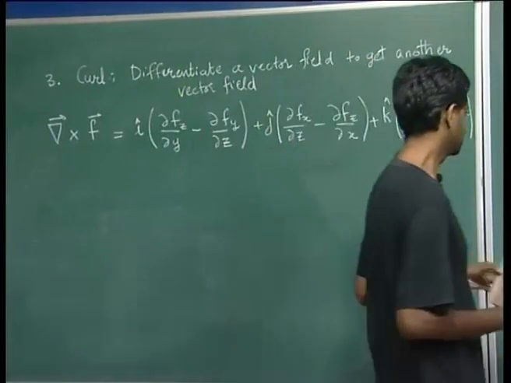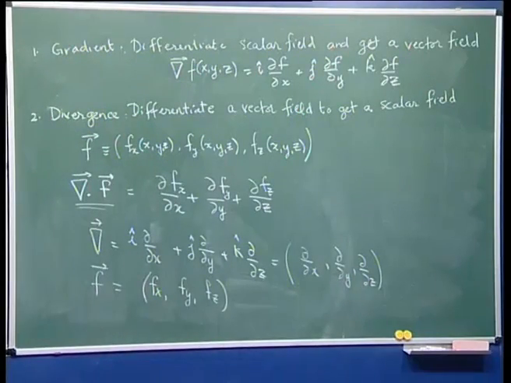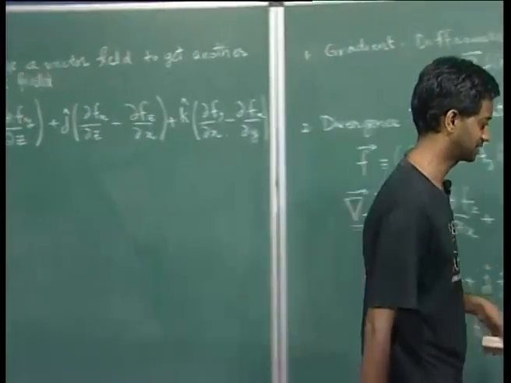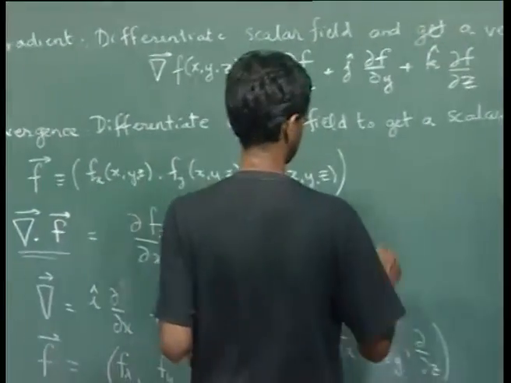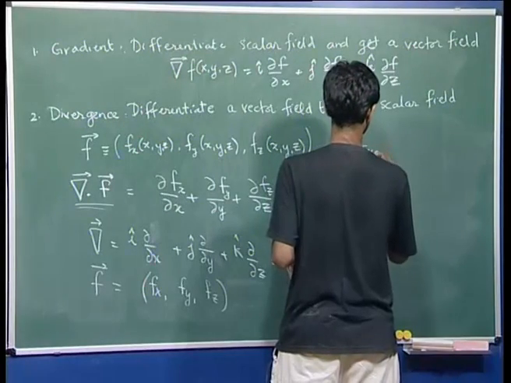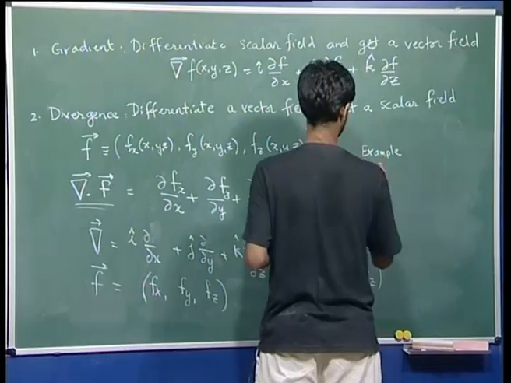So, we have seen these three kinds of definitions, and the next thing we want to do is to get some way of understanding the significance of each of these. Before we do that, let me take some examples, and I will take an example of the divergence. So, this is an example of divergence.